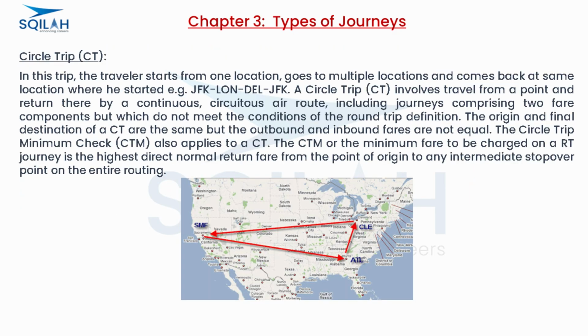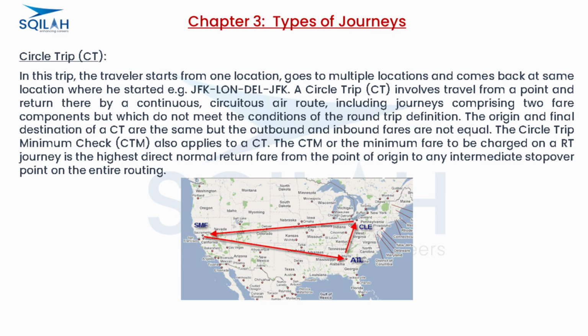Circle trip, CT. In this trip, the traveler starts from one location, goes to multiple locations and comes back at the same location where he started. Example, JFK, LON, DEL, JFK.